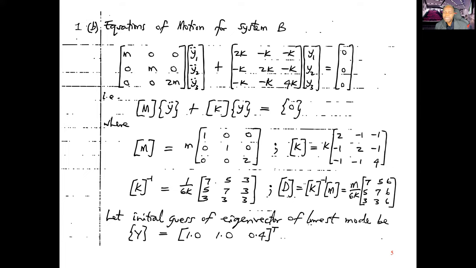So the next task then is to find the inverse of K. By definition, K inverse equals the adjoint of K divided by the determinant of K. To find the adjoint of K, we'll find the cofactors and then transpose them, and then we divide that result by the determinant of K. So for this example, K inverse will be 1 over 6K into 7 5 3, 5 7 3, 3 3 3, using the rule for determining the inverse matrix. Therefore, the dynamical matrix, which is equal to K inverse times M, will be M over 6K into 7 5 6, 5 7 6, 3 3 6. We now want to carry out the matrix iteration.